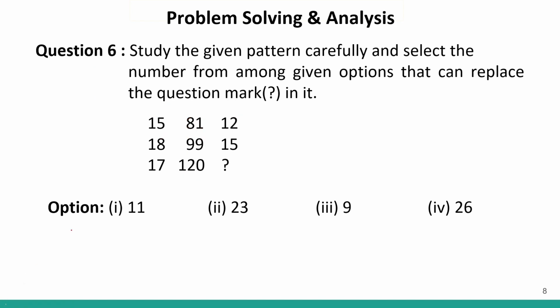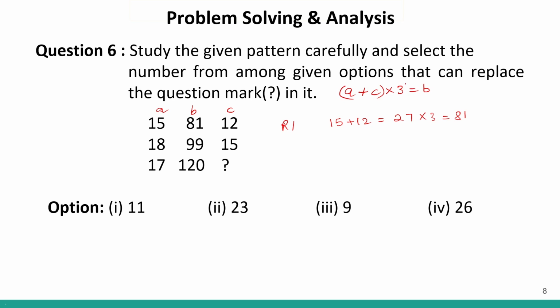Now let us check if it is true. Let me do row number 1 first. I can see that if I add 15 and 12, 15 plus 12 will give me 27. And if I multiply it by 3, I'll get 81. Easy? So basically, if this is A, this is B and this is C, I am adding A plus C and then multiplying it by 3 to get B. This is what I'm doing in row 1.